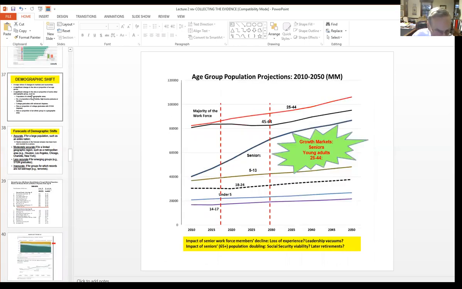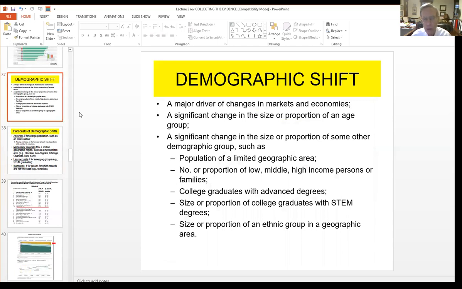So those changes we often refer to as a demographic shift. And what's a demographic shift? Among other things, it's a major driver, as we've just seen, of changes in markets and whole economies. So very often people think of those population charts as a significant change in the size or proportion of an age group.